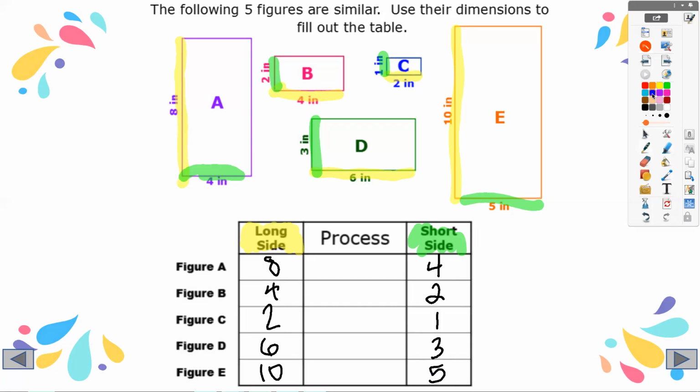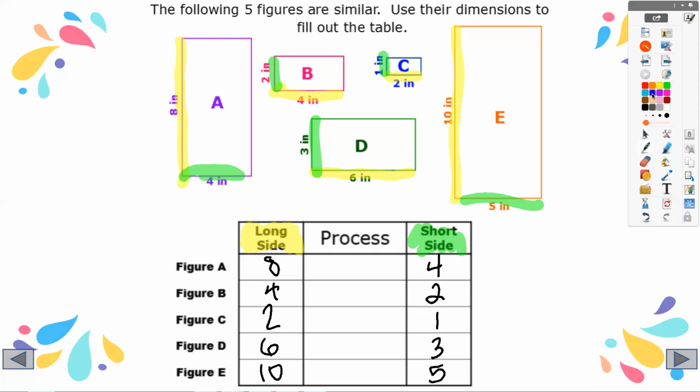Now, I'm going to show you 2 different ways to find a missing pair or a missing side length, or just to tell if figures are similar or if they're proportional. Similar and proportional, those 2 words are interchangeable. So if it is proportional, that means it is similar as well.